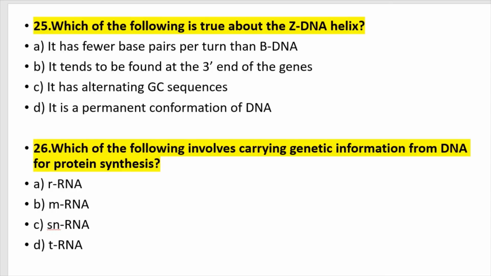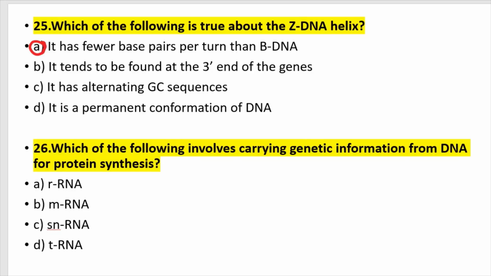Which of the following is true about the Z-DNA helix? It has fewer base pairs per turn than B DNA. This is correct. It tends to be found at a 3'? No. It has alternating GC sequences? No. It is a permanent conformation of DNA? No. So the answer here is A.